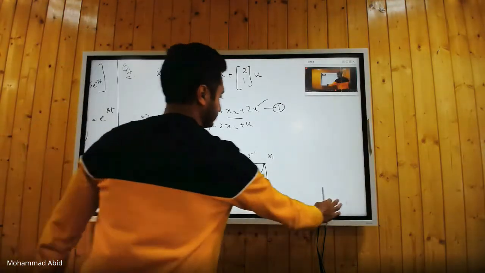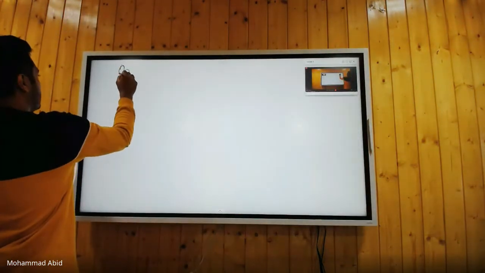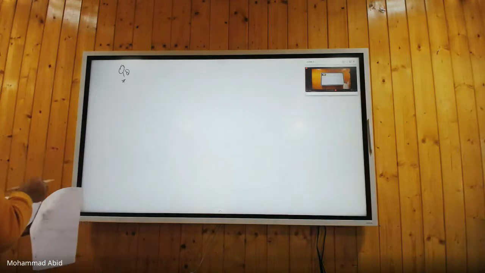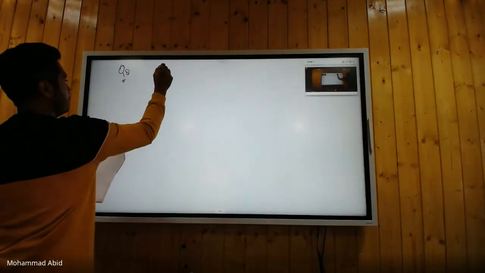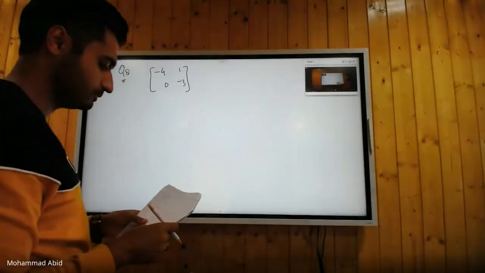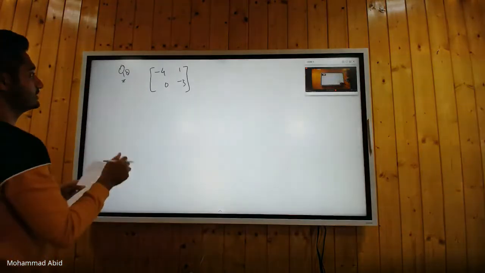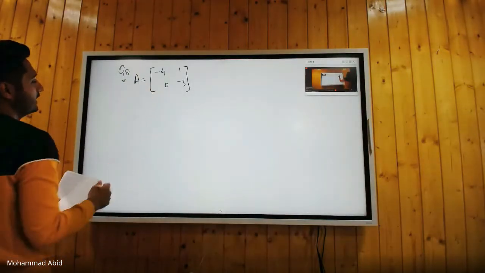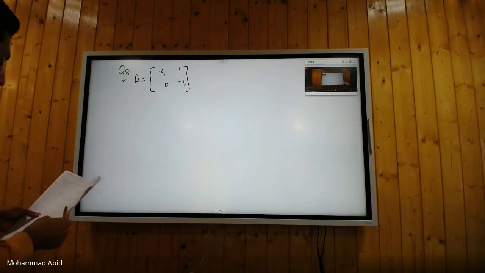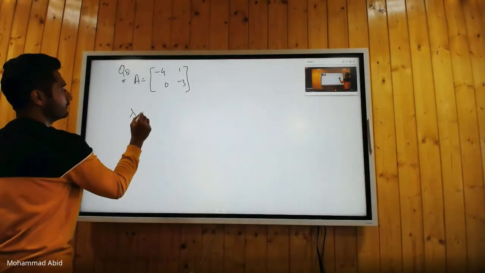Okay. Question number 8. Question 8 says A is the matrix with rows minus 4, minus 3 and 1, 0. Obtain the eigenvector matrix P and hence diagonalize the matrix A. Again, eigenvalues and eigenvectors are coming. So eigenvalues are minus 4.